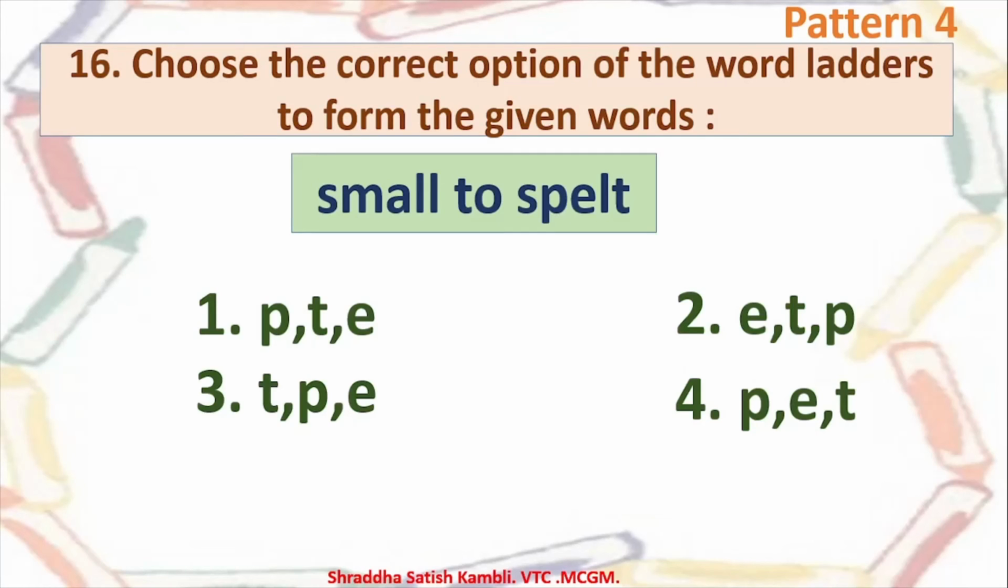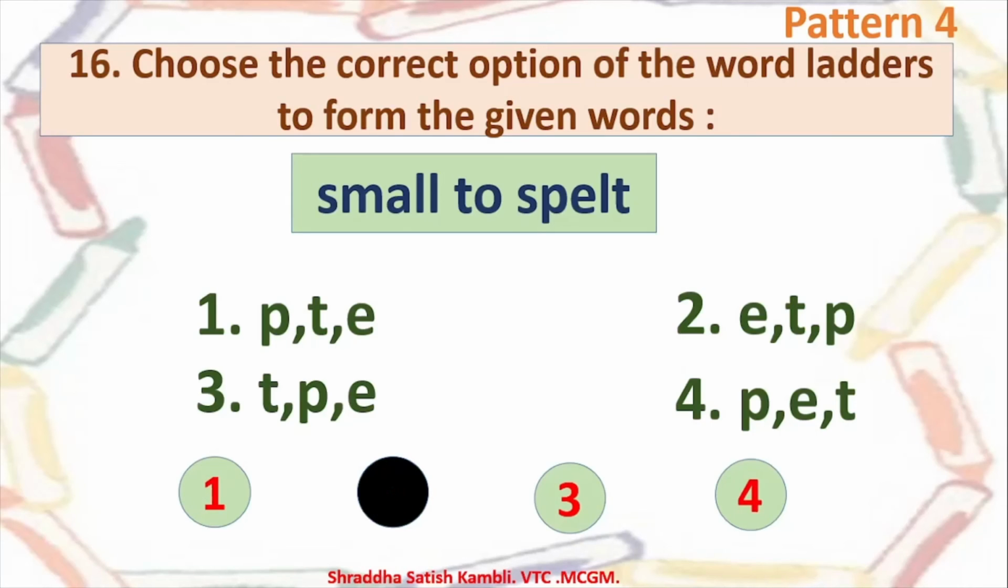So, for example, if you write small, then the next word that you write, will you change or will you add P to it, T to it or E to it? Which letter will you replace? Okay, so let's see which the options are. 1, 2, 3 and 4. Option number 2 is the right option.